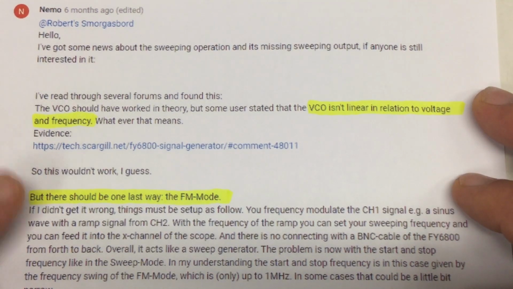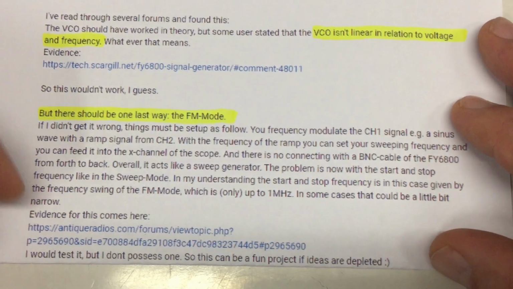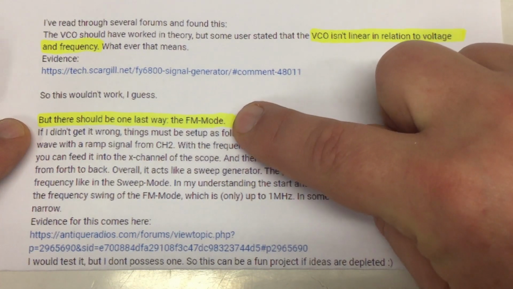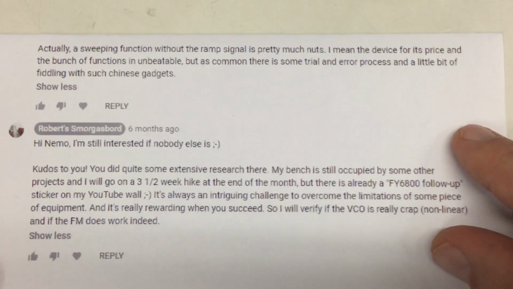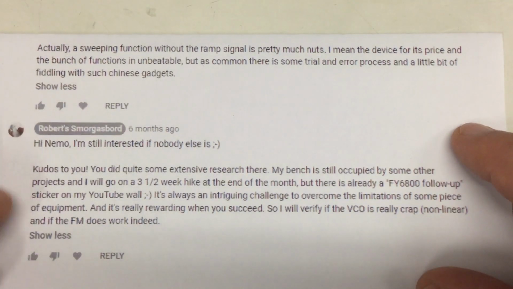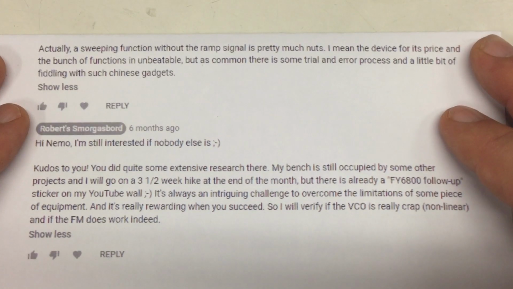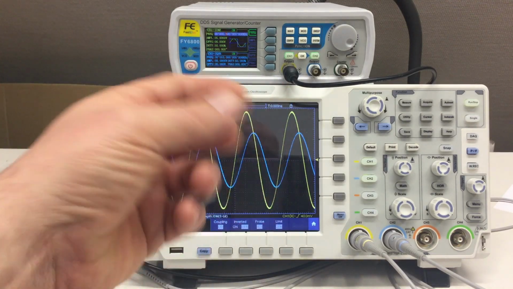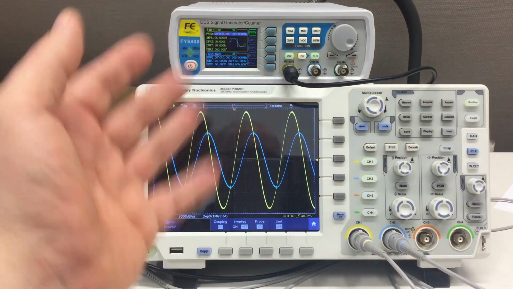But as a last resort, he found something, link again, I will put it down below, that it might work using frequency modulation mode. And the discussion continues, and I didn't promise, no promises, that at one point I will try that, and we are at that point now. So what is this all about? Bode plots, frequency response of some circuit.